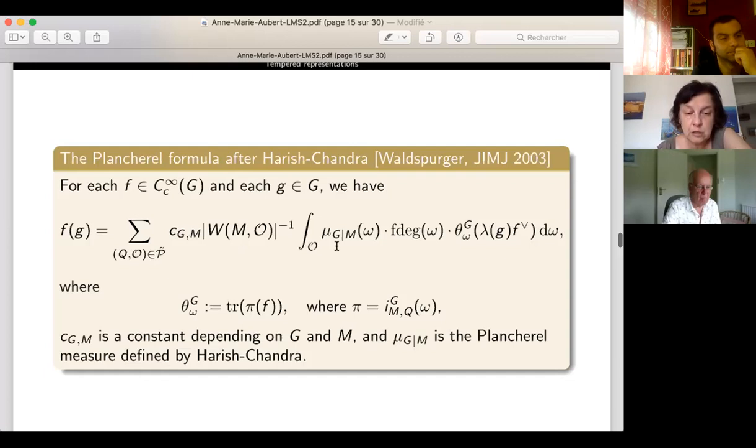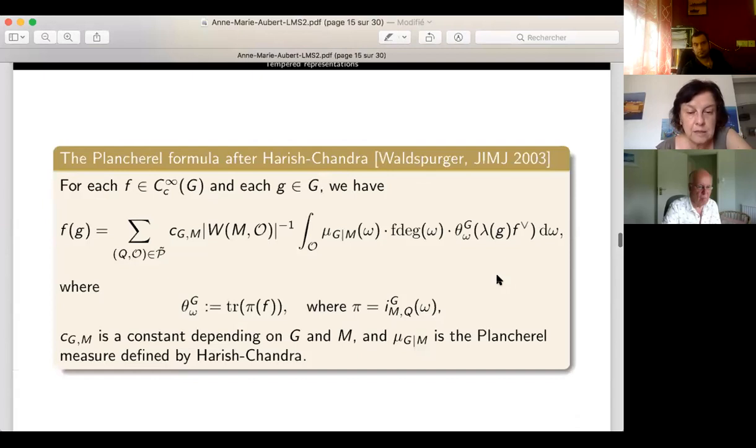And then you consider the integration over the orbit O of three terms. The first term is mu_{G,M}(omega), where mu is the Plancherel measure, which was defined by Harish-Chandra. I will not give the definition today. The second term is what we have just viewed at the beginning of the talk: the formal degree of omega. And the last term is the trace of the operator pi(f), where pi is the parabolically induced representation from M of omega. And recall that omega is in the discrete series of M. And lambda_g is just left translation.